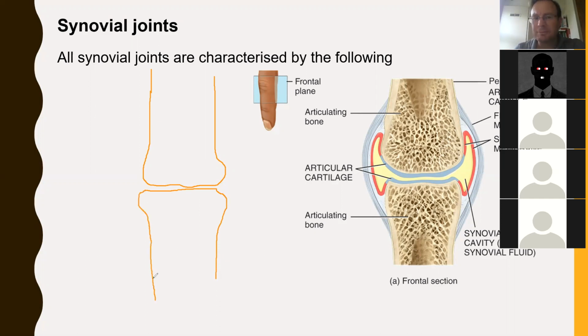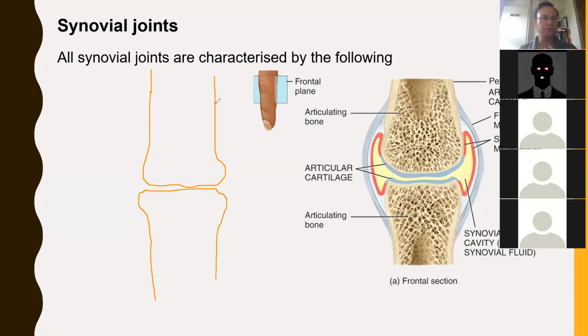Okay. That's a pretty bad picture so far. So that's a bone. There's two bones. Now, in your picture, the first thing to add is cartilage.